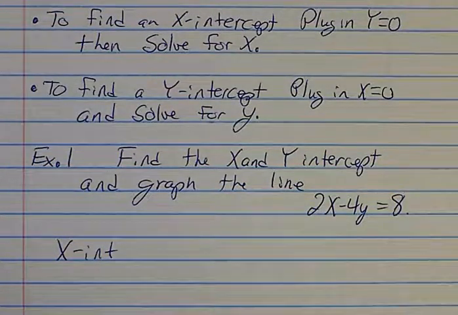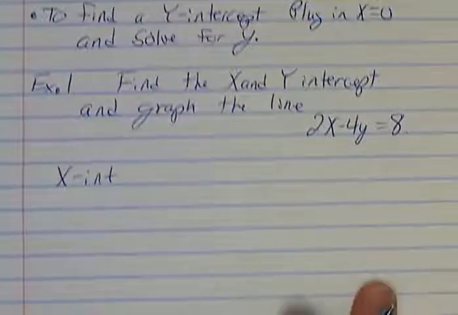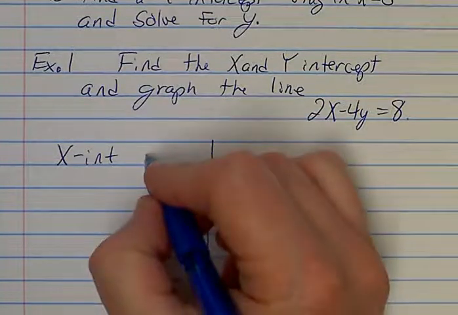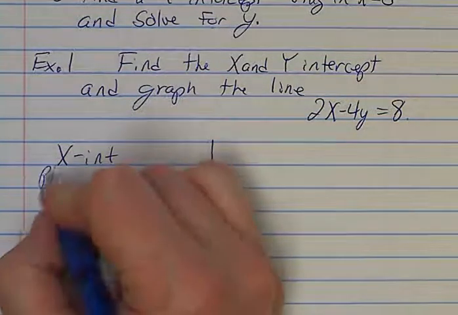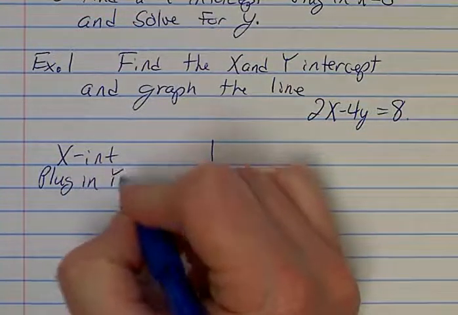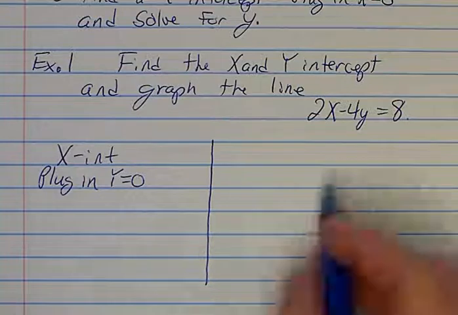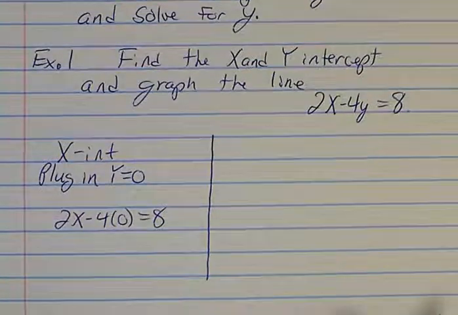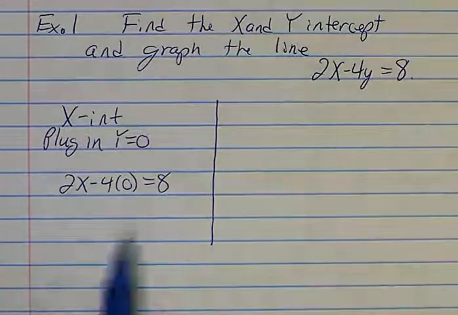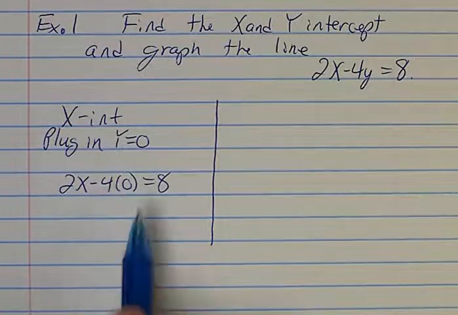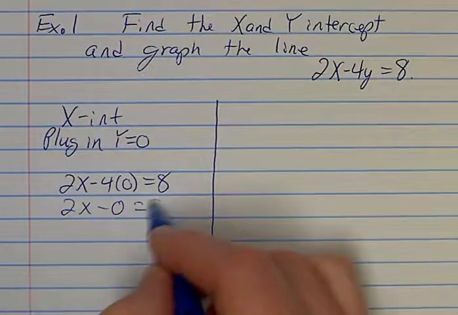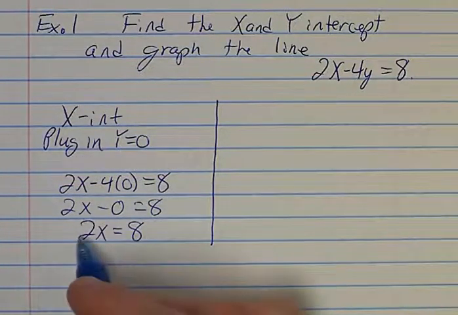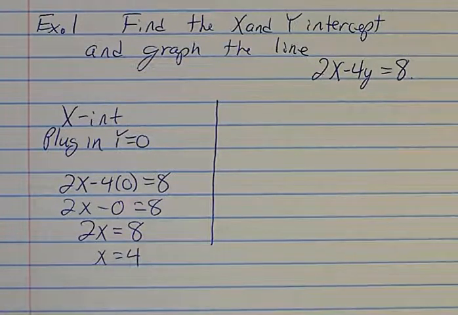Okay, so for the x-intercept, you can almost split this in half because it won't take us very long. For the x-intercept, you plug in y equals 0. So that's 2x minus 4 times 0 equals 8. The good news is when you plug in 0, the y value just becomes 0, so it doesn't really do anything. That's 2x equals 8. 8 divided by 2 is 4.